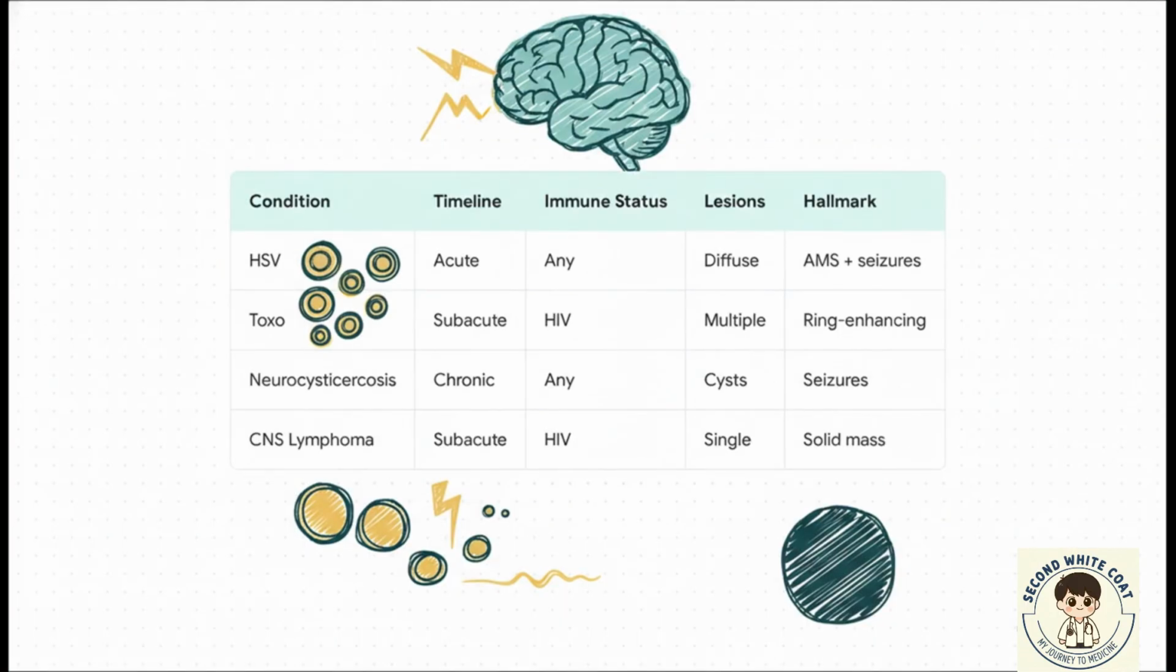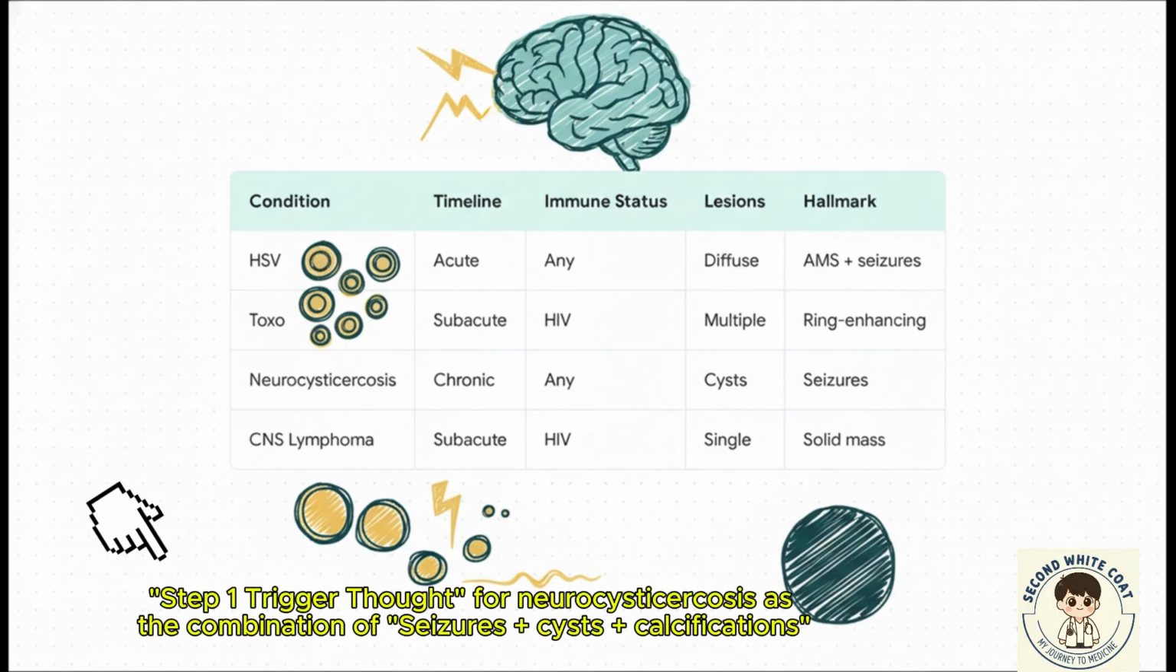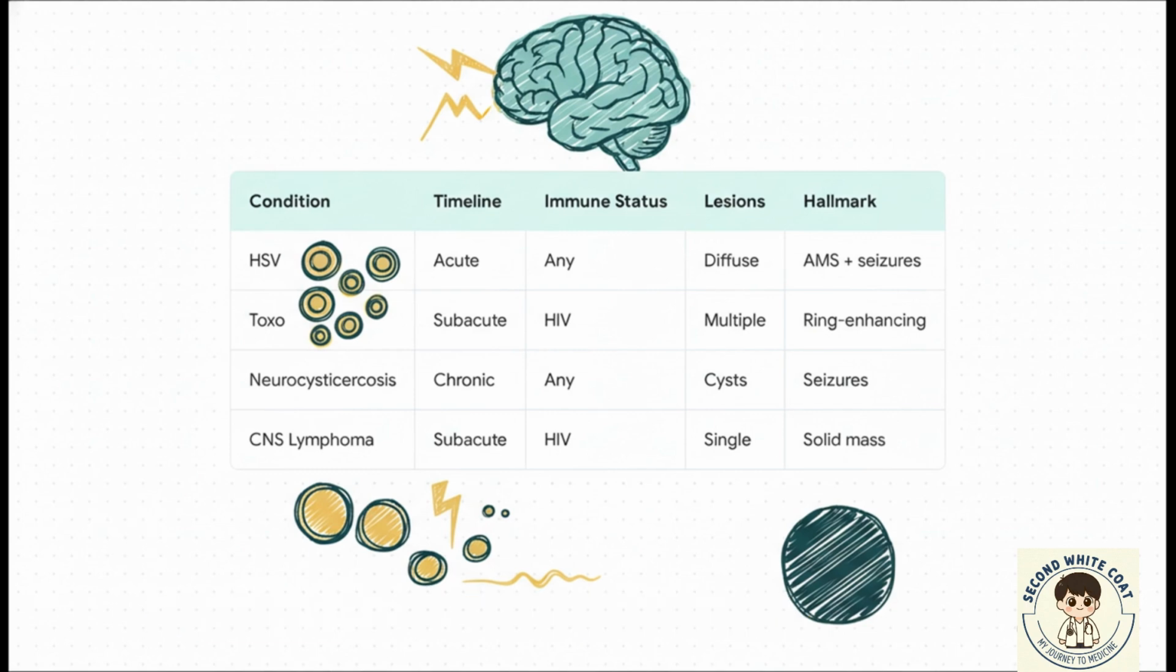You can see the patterns. HSV is the only one that's truly acute. Toxo and lymphoma are both subacute. They both happen in HIV patients, but you separate them by multiple lesions versus a single mass. And neurocysticercosis kind of stands on its own with that chronic timeline and its presentation of seizures from cysts. This is the entire diagnostic cheat sheet on one slide.